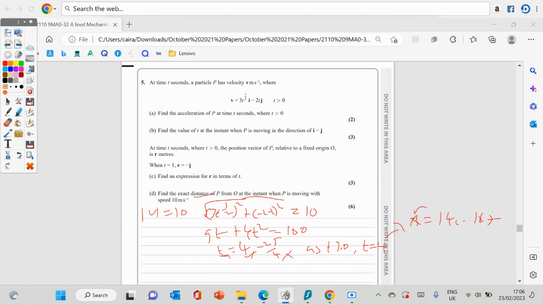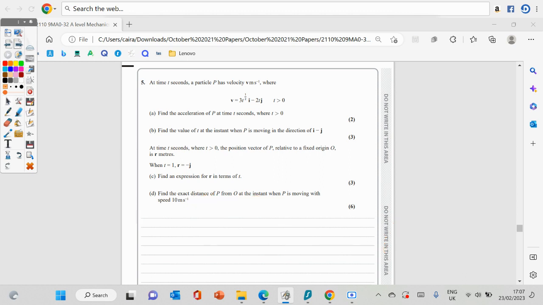However, we want the distance, and distance is the modulus of displacement, so I just want the modulus of this thing, i.e. mod r, when t is 4, which is the square root of 14 squared add 16 squared, which is, let's just do that quickly on the calculator. That one I cannot do in my head. Is 2 root 113 as the exact distance.